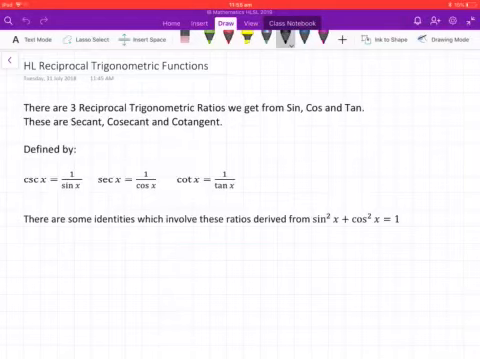Good afternoon and welcome to a video lesson about reciprocal trigonometric functions. Not sure if you're going to watch this, but let's do something quick just to run through a few things.